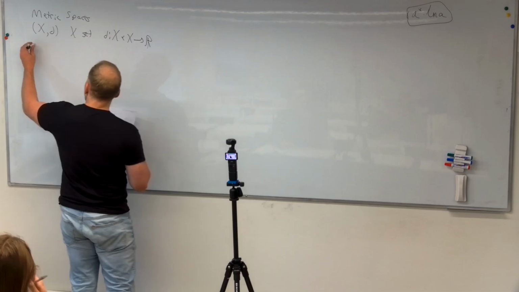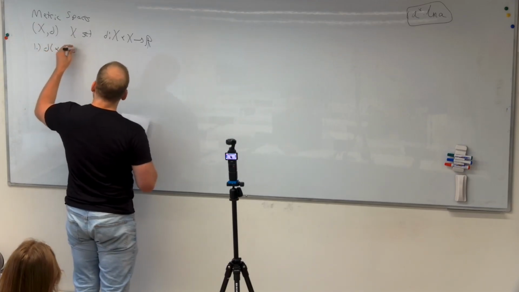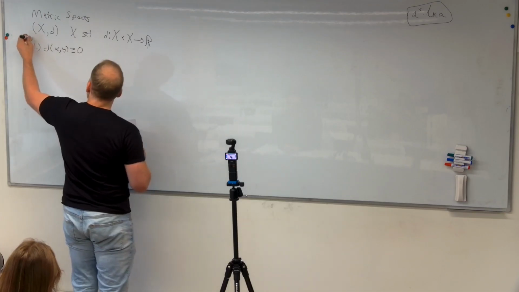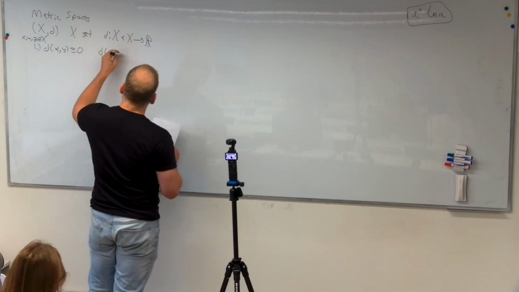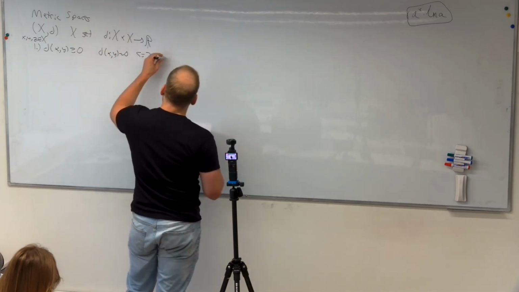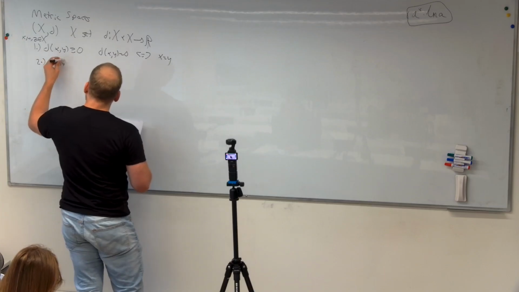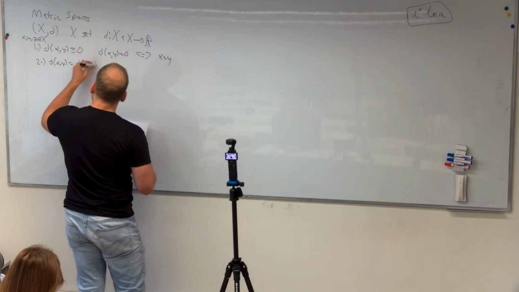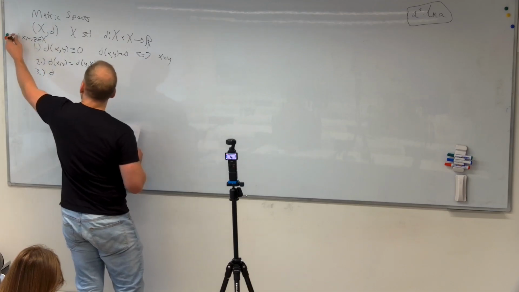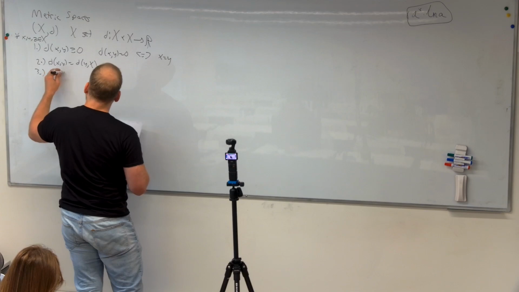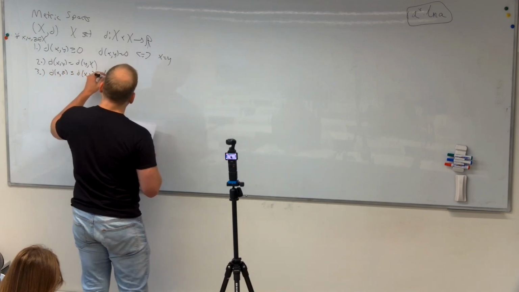And the function D has the following properties. One, D of xy is always greater than or equal to 0, where of course x, y, z are members of X, and D of xy is equal to 0 if and only if x equals y. Two, D of xy equals D of yx. Three, we have the triangle inequality. This is for all x, y, z: D of xz is less than or equal to D of xy plus D of yz.